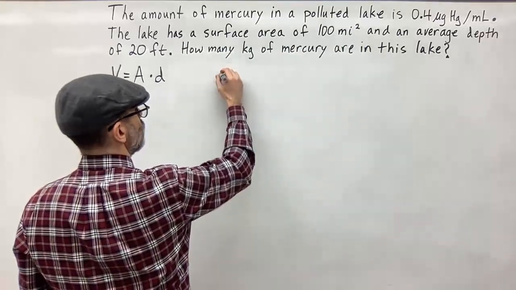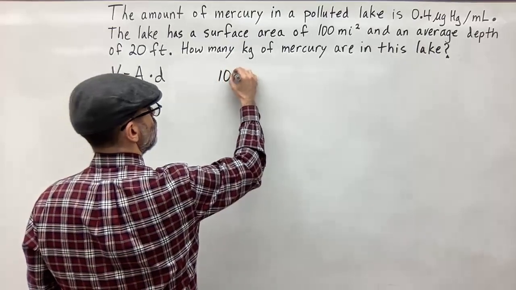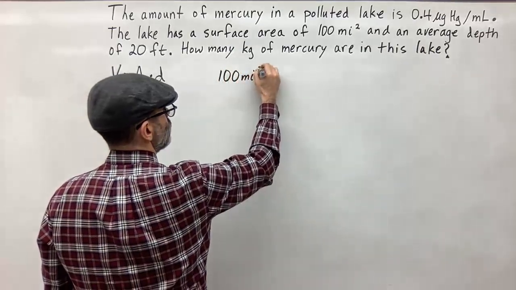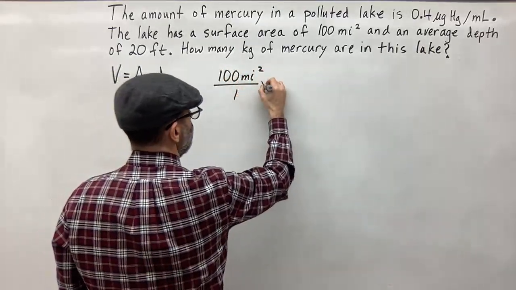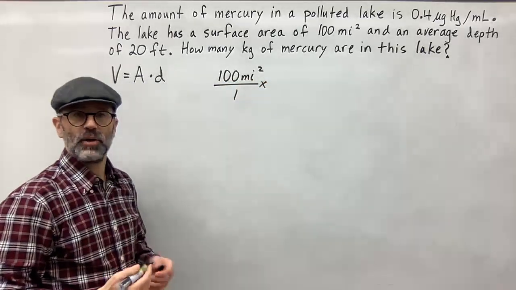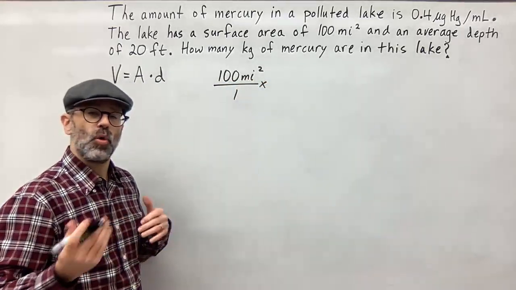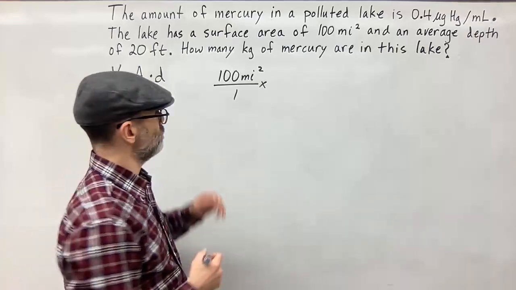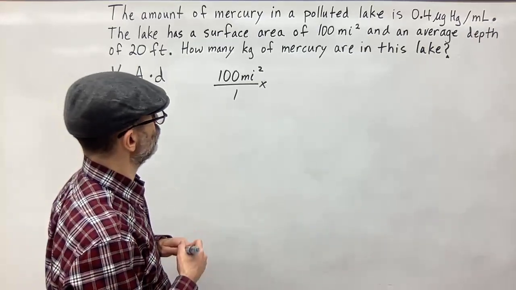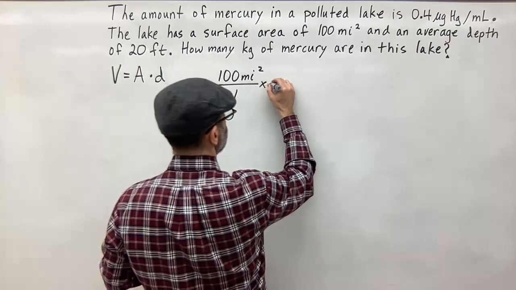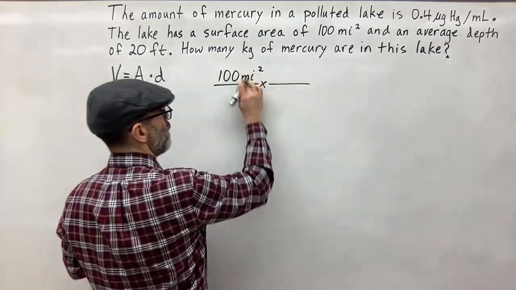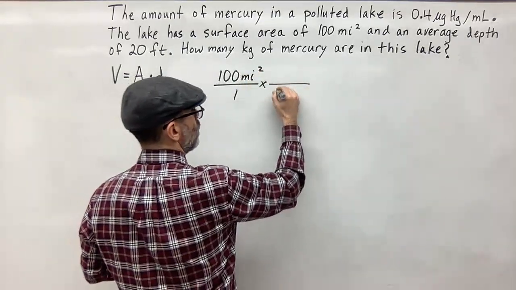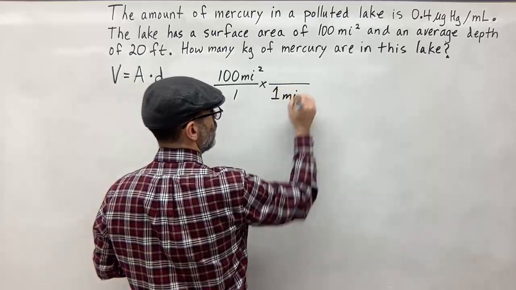So we'll use our conversion factors. So 100 miles squared over 1. First thing we want to do is convert to feet. So 1 mile is 5,280 feet. So we're going to use that as a conversion factor. Since I have miles here, I'm going to put 1 mile on the bottom.